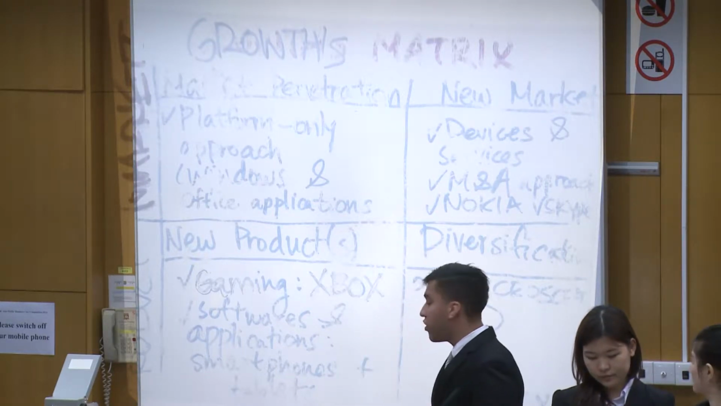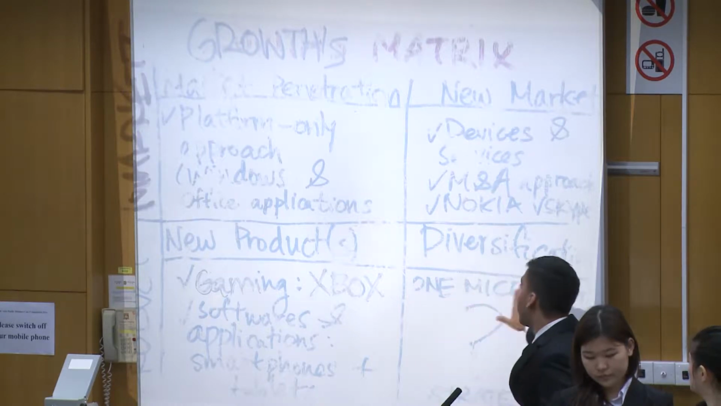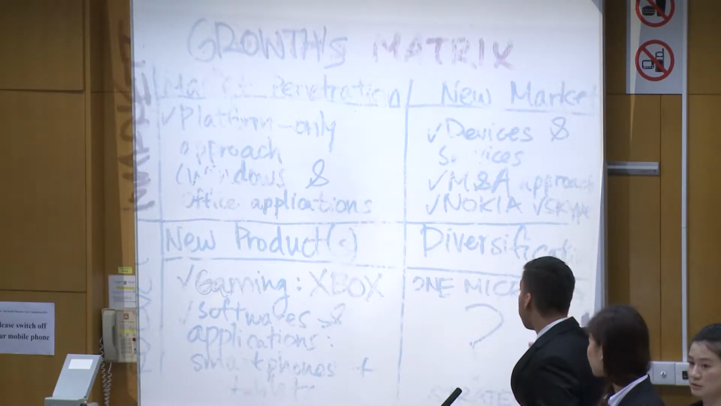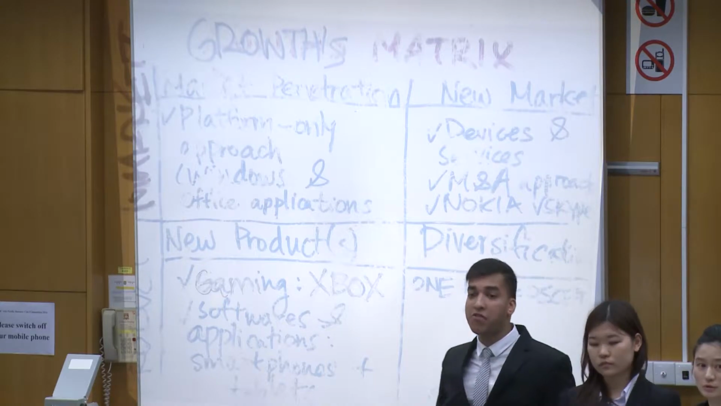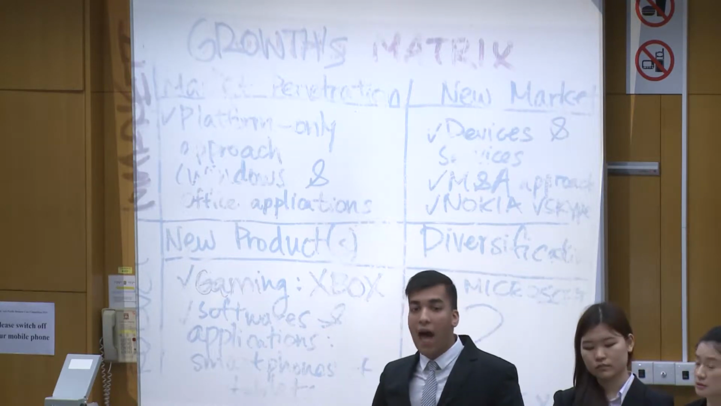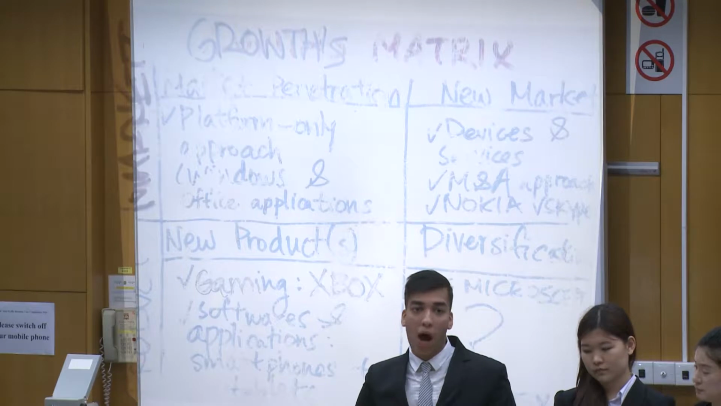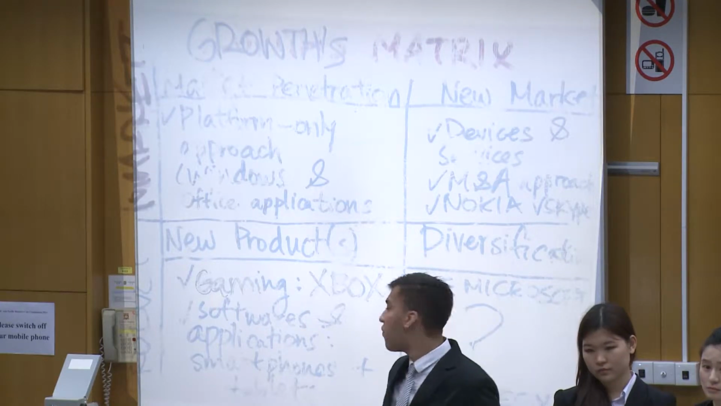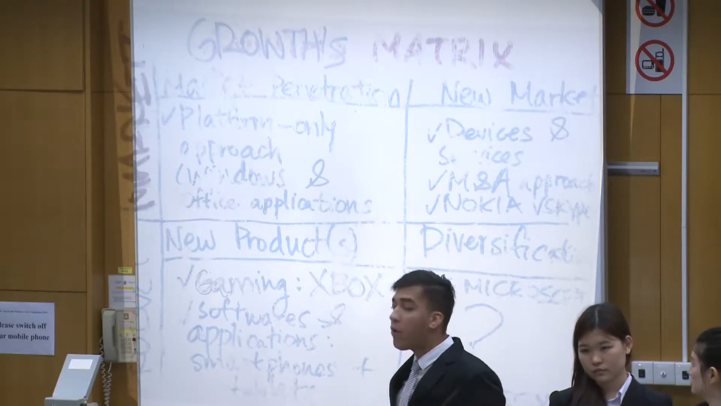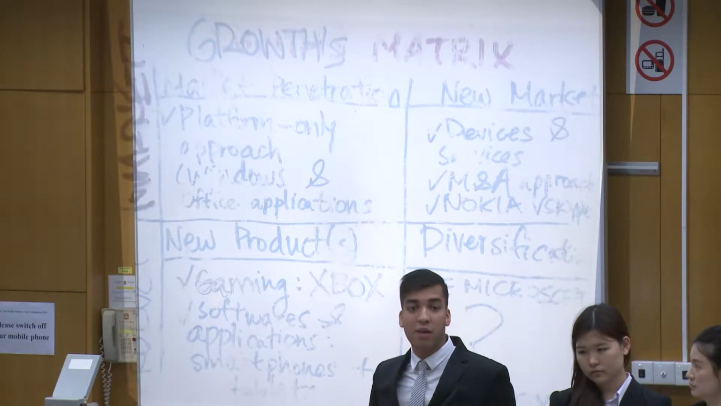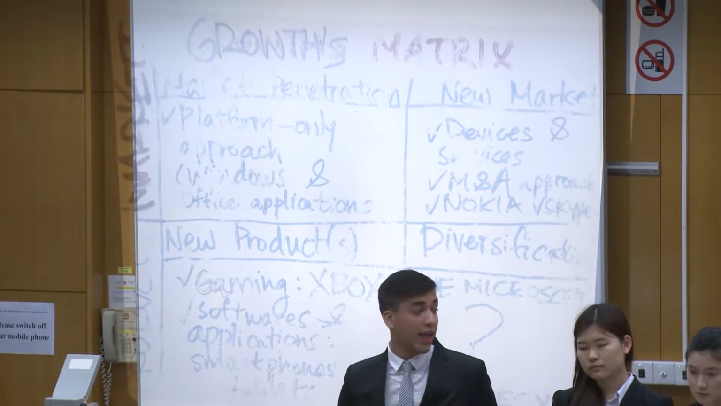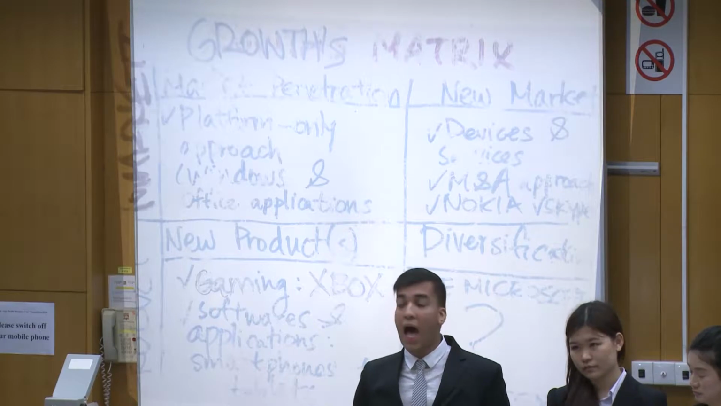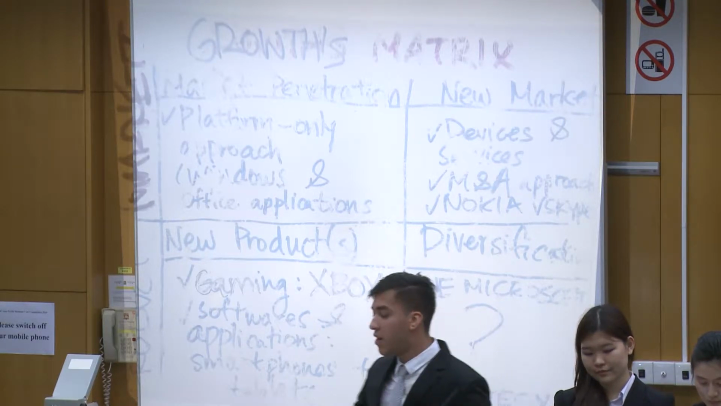Now, this is today's main issue. It's here in the diversification part, especially because, as the case states, Microsoft is now following a One Microsoft strategy. Therefore, the main issue is how can Microsoft keep being an important player in the technology industry, and how can Microsoft move forward?